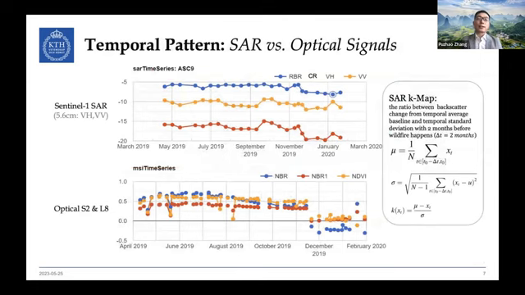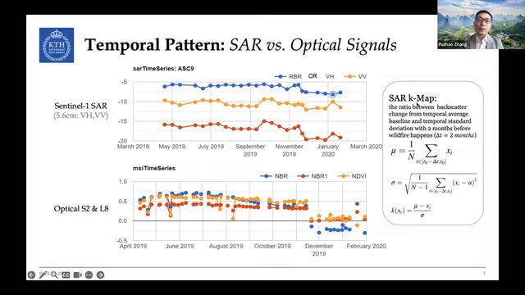So here we compare the time series between Sentinel-1 and optical, Sentinel-2 and Landsat. Here we plot the Landsat and Sentinel-2 together in a single time series. Compared to Sentinel-1, for optical we can see a very significant drop in these three indices. But for the radar, we can see some variation along the time series, even for the pre-fire time series.